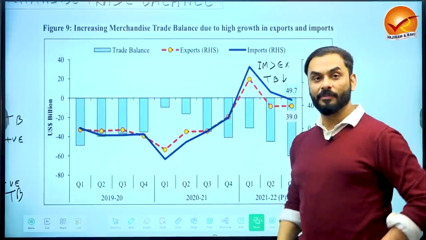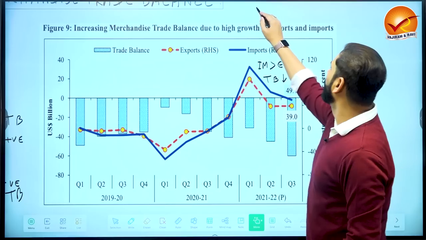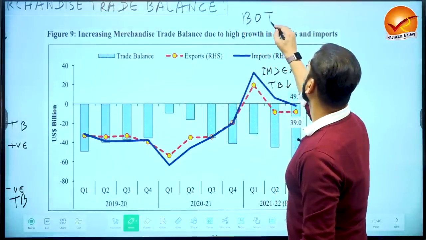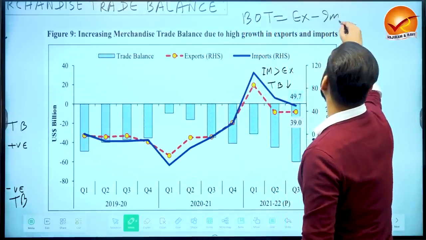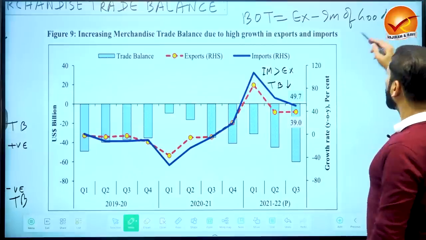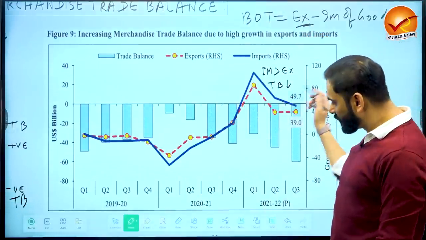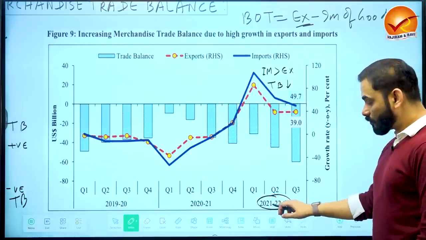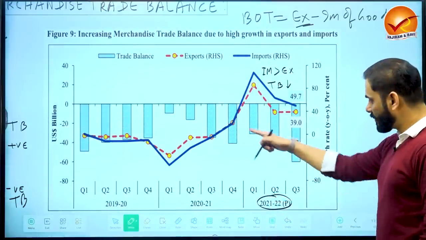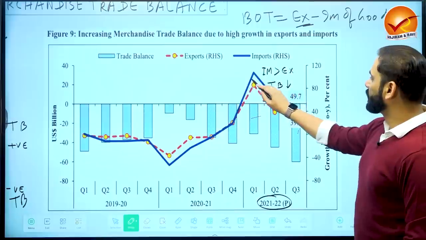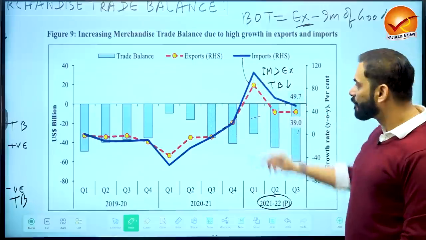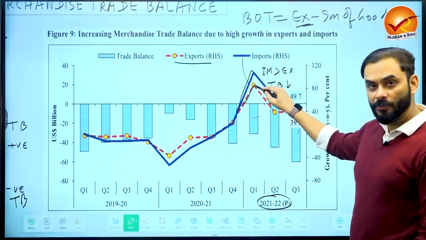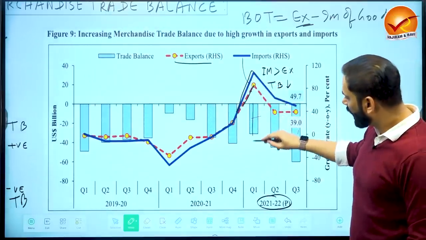And if you look carefully at this chart, this shows increasing merchandise trade balance due to high growth in export and import. So what is trade balance? I told you that balance of trade is equal to export minus import of goods. Any country would like to have more export. Yes, but let's see what has happened off late. Look at 2020-21, so 2021 and 2022 on this side. This one is import. Our import is high. And look at our export. Our export is low. When your import is high, export is low, your trade balance is negative.